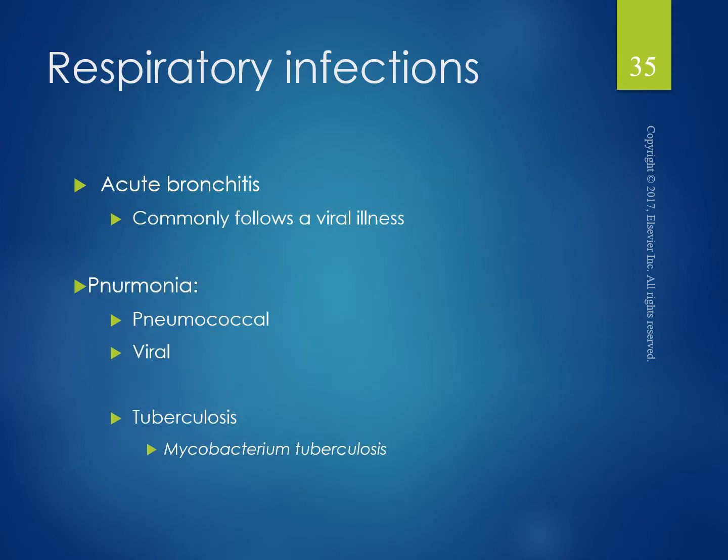So acute bronchitis is an acute infection or inflammation of the airways or bronchi. It commonly follows a viral infection. Acute bronchitis causes symptoms similar to those of pneumonia, but does not demonstrate pulmonary consolidation or chest infiltrates.